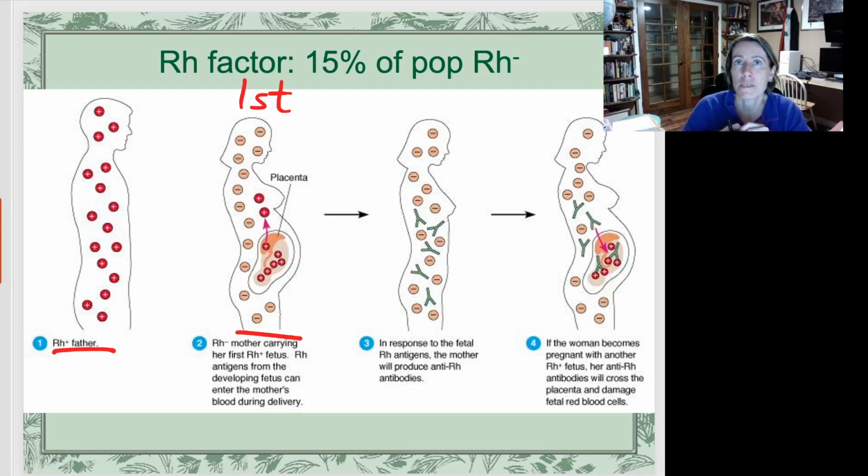So RhoGAM has really changed that outcome for rhesus negative women who have rhesus positive children, meaning that they can have second, third, multiple more kids than one.